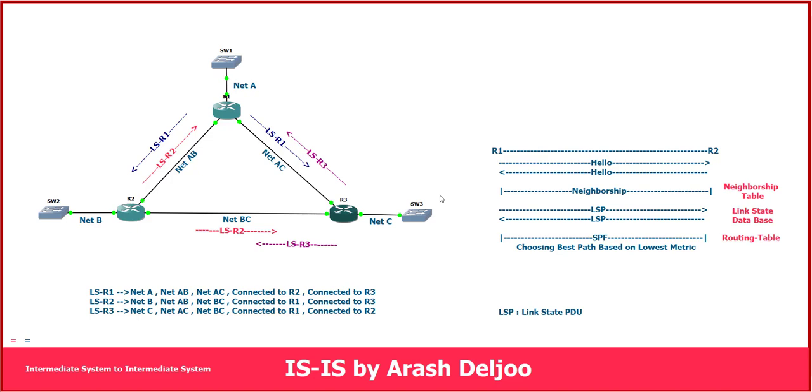In this video, I'm going to talk about the operation and function of the link state routing protocols, and specifically ISIS, intermediate system to intermediate system. You know that both ISIS and OSPF are link state protocols, and link state protocols are one kind of IGP routing protocols, interior gateway protocols.